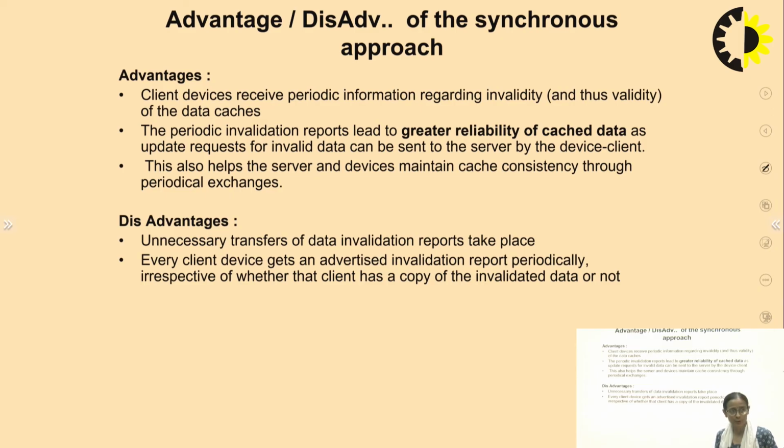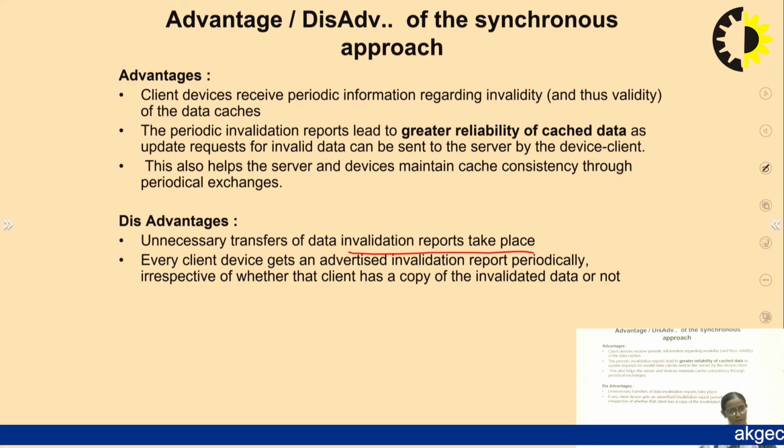But what's the problem? Unnecessary transfer of data invalidation reports takes place because the invalidation reports need to be sent periodically. And what happens if no updation takes place, but still the server needs to send the report? Every client device gets an advertised invalidation report periodically, irrespective of whether they have a copy of the invalidated data or not.